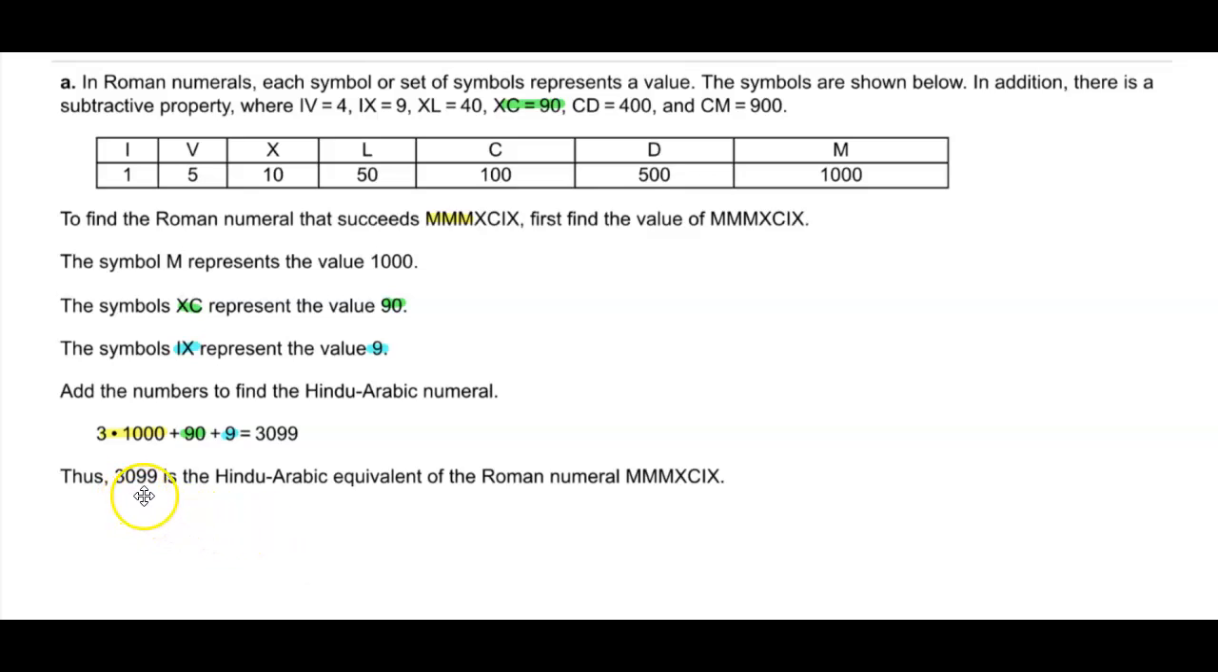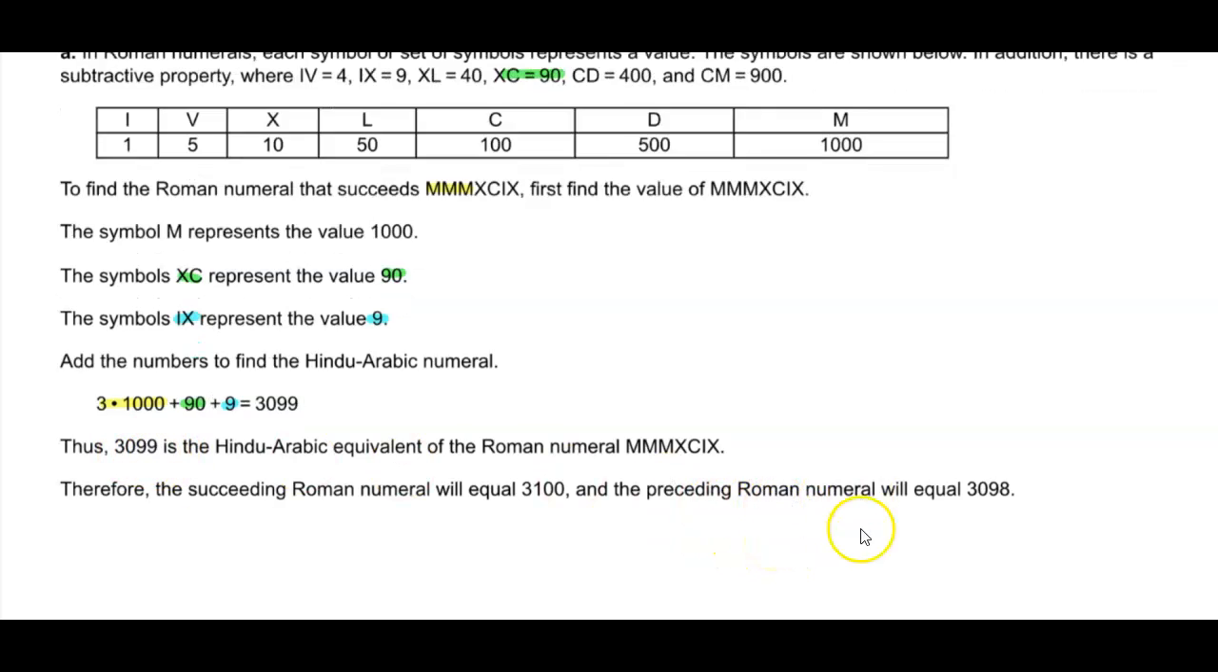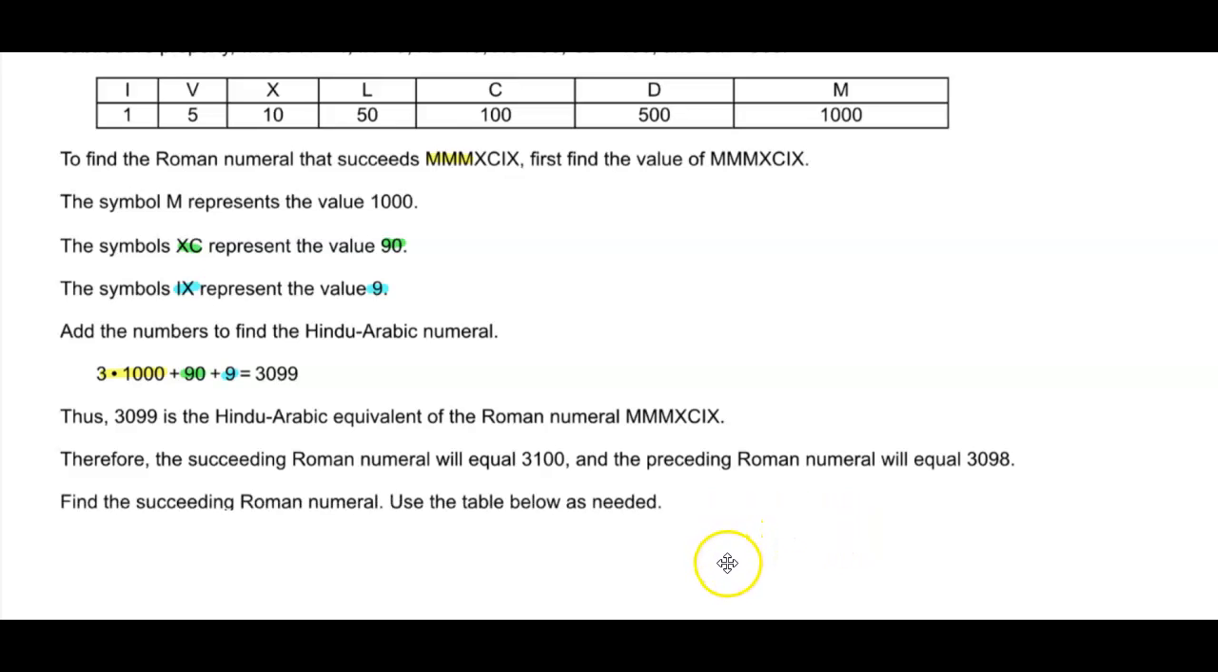Now, thus, 3099 is the Hindu Arabic equivalent of the Roman numeral symbol, which is MMMXCIX. Therefore, the succeeding Roman numeral will equal 3100, meaning that you would have one above the 3099, and then one below that would be the preceding numeral, which will equal 3098.